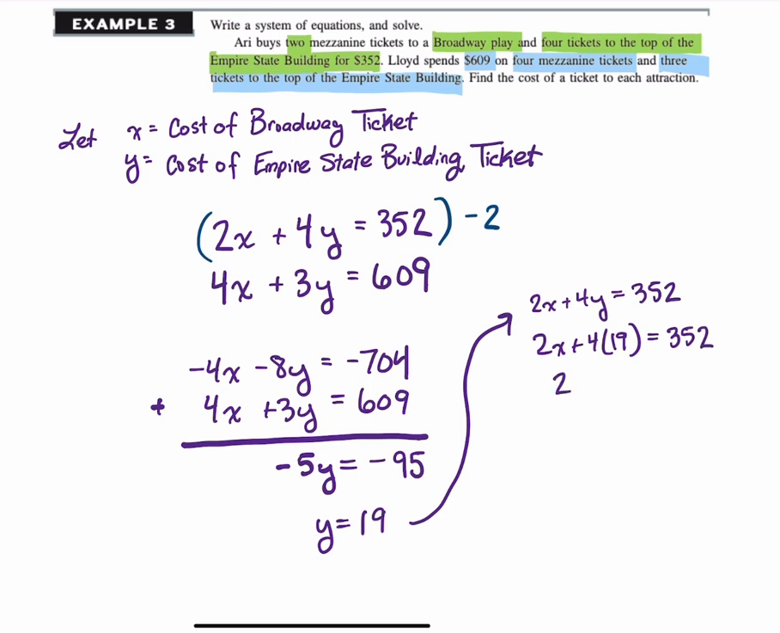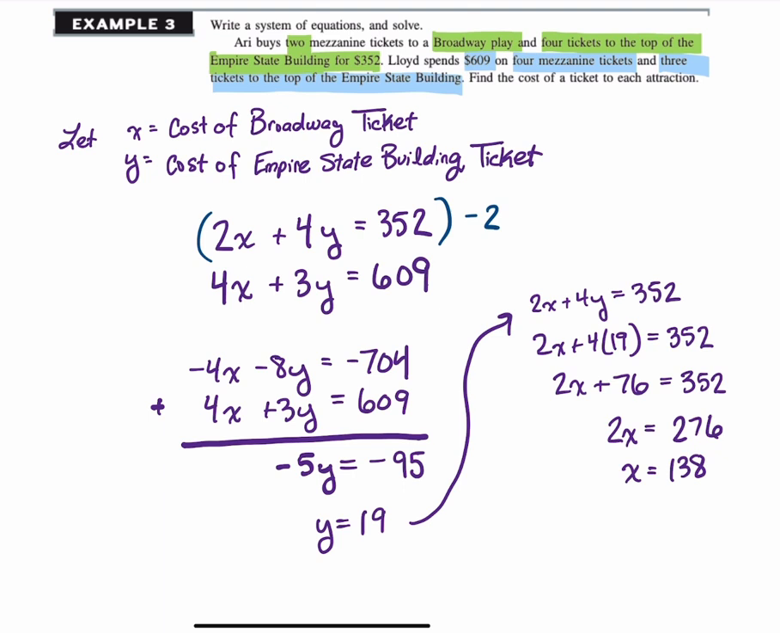19 times 4 is 76. So 2x plus 76 equals 352. Let's subtract the 76 over to the other side. So 2x will equal 276. Then dividing both sides by 2, x will equal 138.